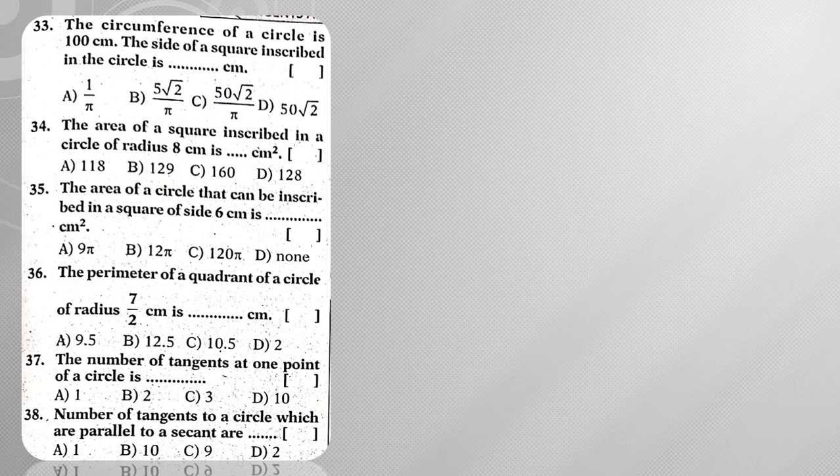Right? Next, question number 33. The circumference of the circle is 100 centimeters. So 2 pi r is given as 100 centimeters. Next, the side of a square inscribed inside the circle is. From this, the radius is given as 50 by pi. So when you take the radius, it is 50 by pi. Now what is he asking?